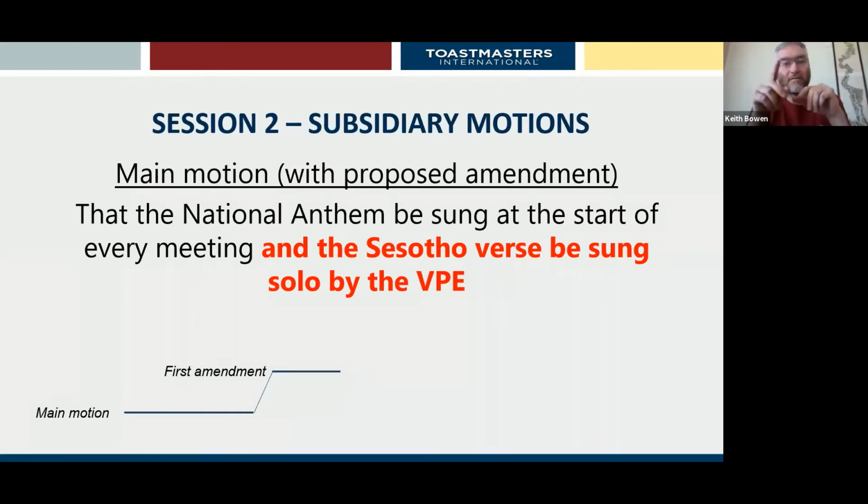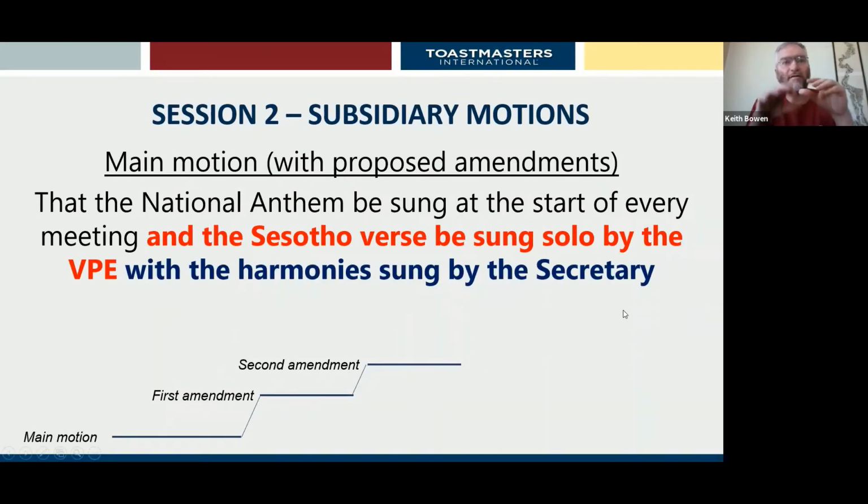And then if we go to the next slide, someone else might come with a second amendment, which is that the harmonies be sung by the secretary. So we're getting quite a convoluted motion here, but we're now discussing the second amendment, whether, regardless of whether you want the national anthem to be sung at all, or whether you want the Sesotho verse to be sung by the VPE, it's whether you want the harmonies to be sung by the secretary.